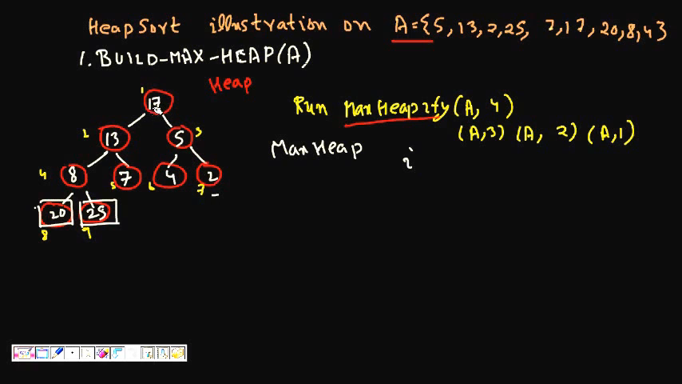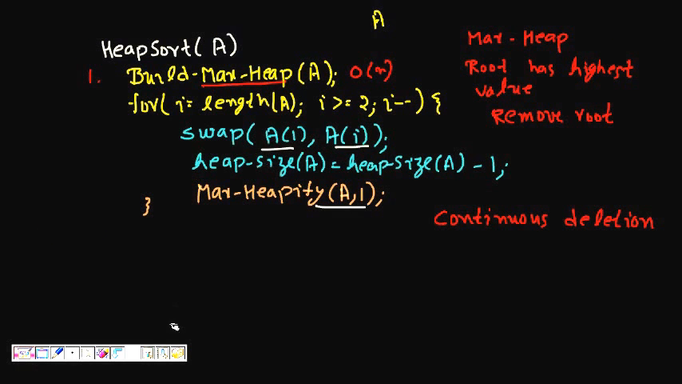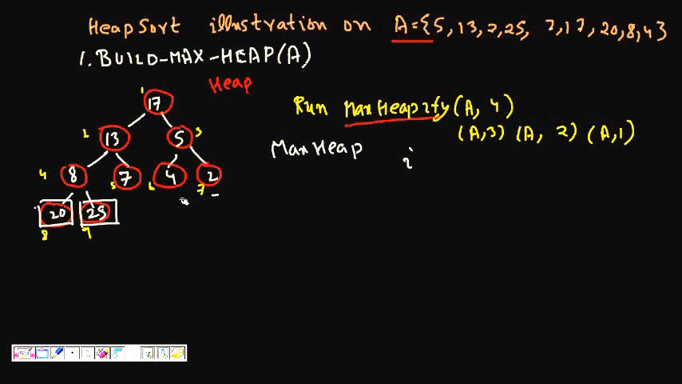So we will swap again 17 and 2, which is swapping A[1] and A[i]. So i is now 7. So 2 and 17 are swapped. And now this is also gone from the heap. So now again the max heap property is not satisfied.